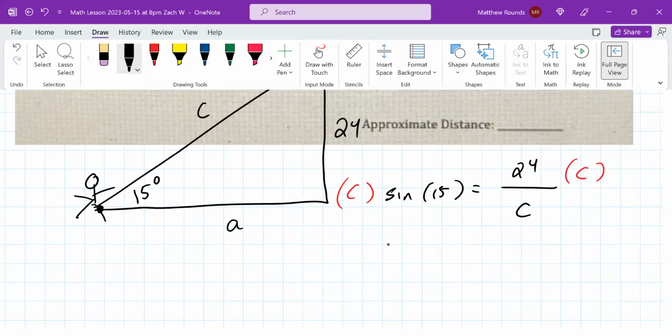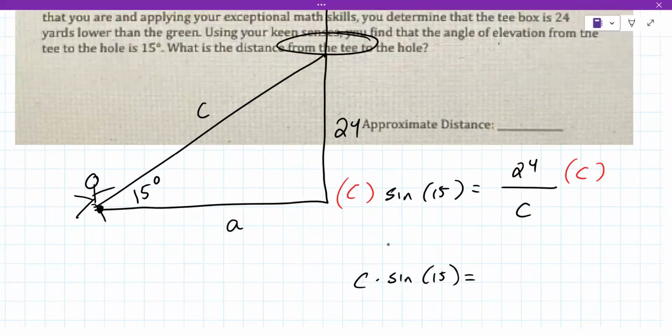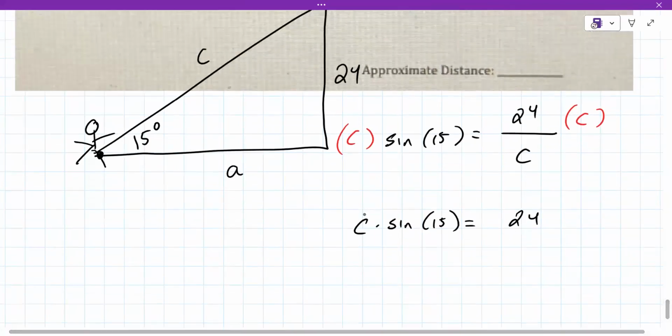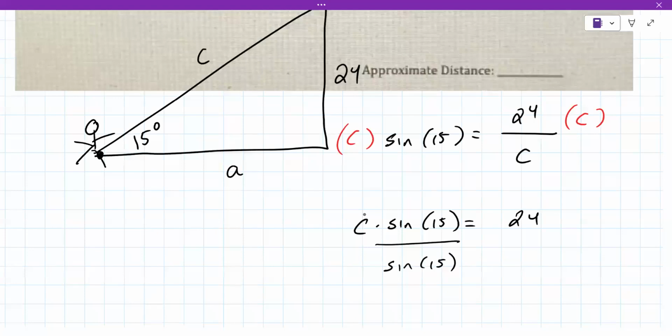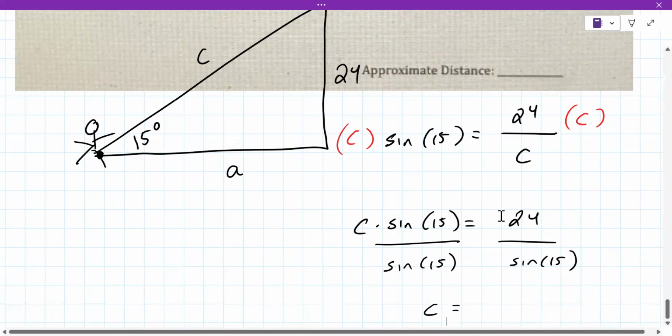Right, yeah. So C times sine of 15 would be, yeah, equals 24. Then you divide both sides by sine of 15. And then that would be C equals, and then I'll do that real quick. Okay, 24 divided by sine. It was sine 15, correct? Yes, 15 degrees. 92.72 feet away, I believe. Yeah, feet.